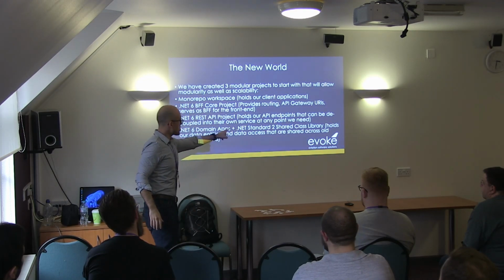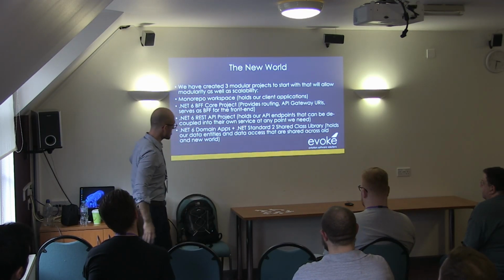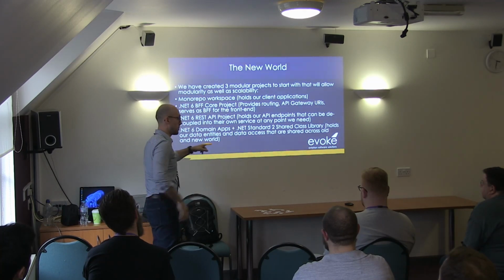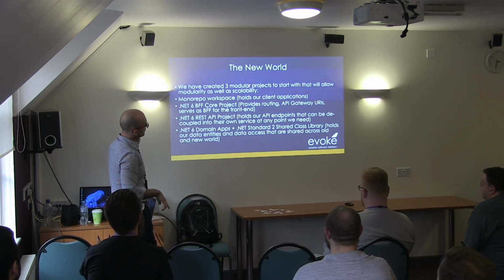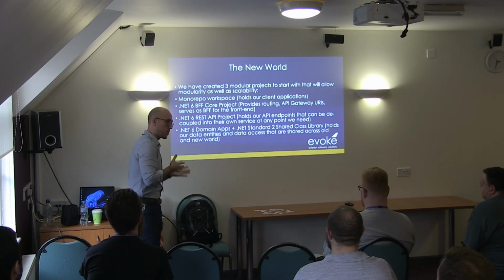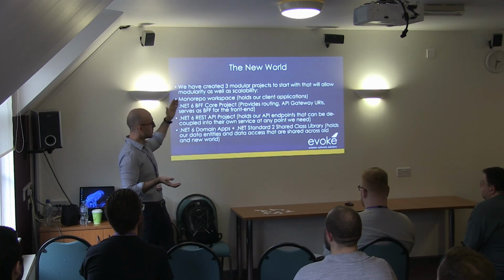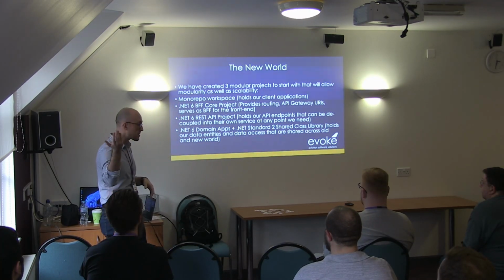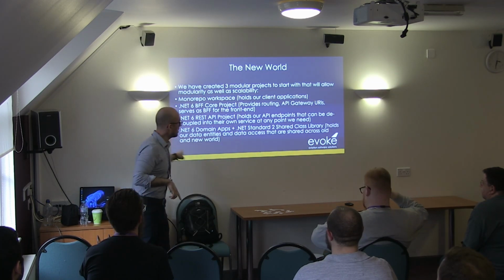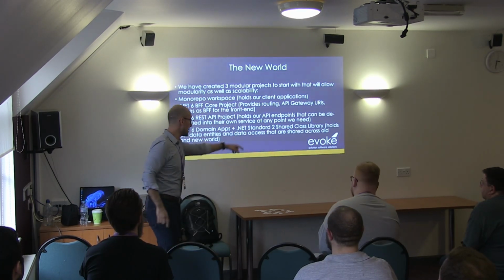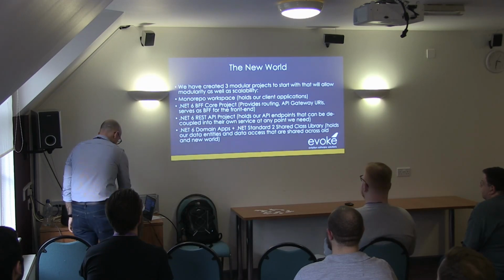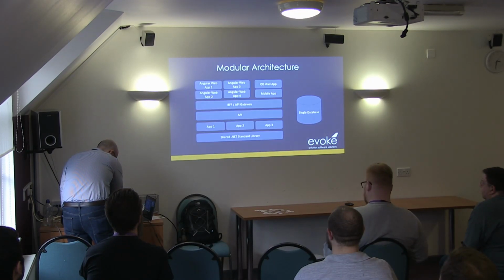And we have a .NET Standard shared class library now. Remember that shared business logic that we had across the world because we had .NET Framework 4.7? Because we need the old applications to work with the new applications, .NET Framework 4.7 needs to talk to .NET 6, which you can't target both, you need a shared class library which is targeting .NET Standard 2. And this holds our data entities and our data contexts.